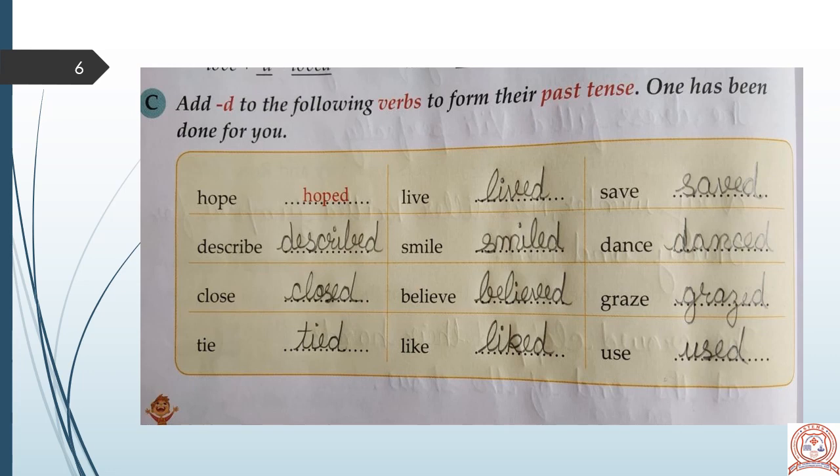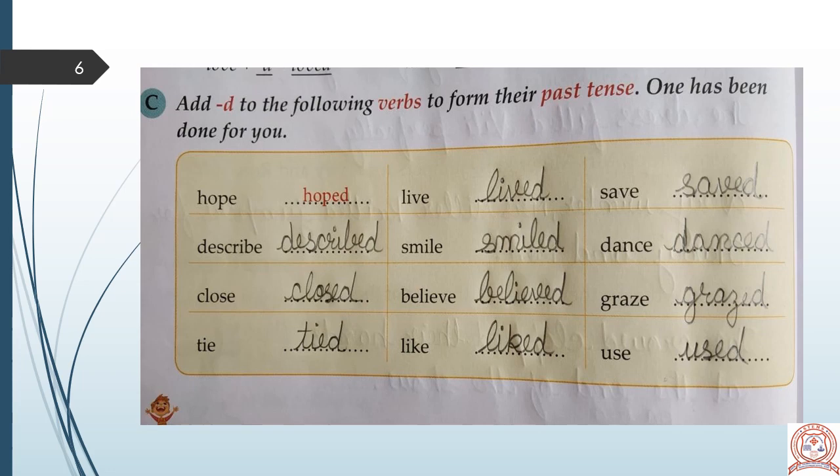Third, move, M-O-V-E, and if we add D to it, it will become moved, M-O-V-E-D. So now let's start with the exercise. Add D to the following verbs to form their past tense. One has been done for you. See students, these words are given in present tense. We have to add D to it to make it in a past tense.